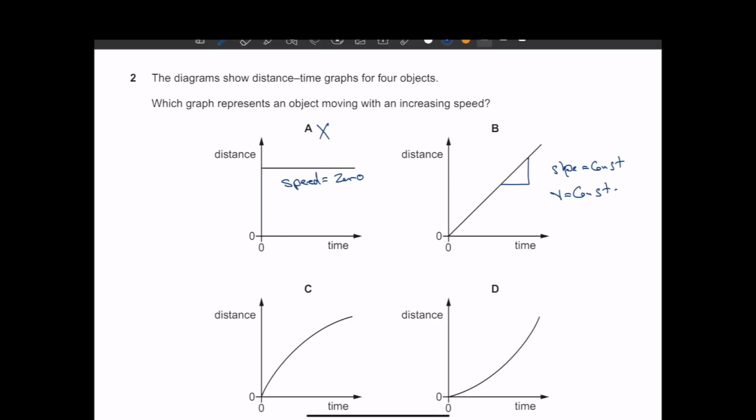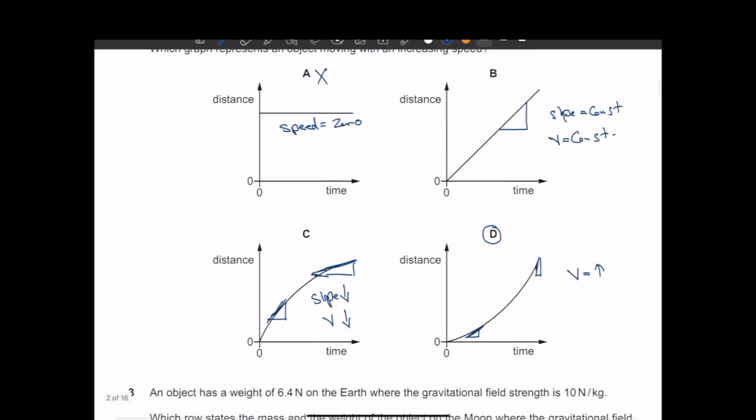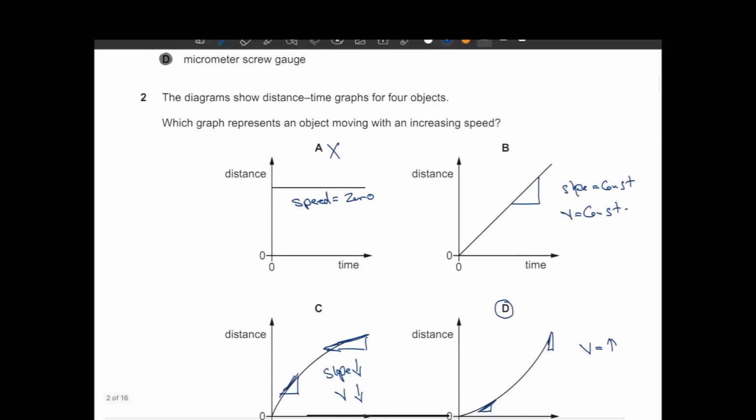It's not increasing. For C, in the beginning, the slope has a value, but in the end, the slope has a smaller value. So it means the slope is getting lower. It means the velocity is decreasing because the slope represents the velocity when it comes to a distance-time graph. But in the last graph, which is D, this is the right answer. I'm going to highlight it because initially we have a slope, and finally, we have another bigger slope, change in y divided by change in x. So the slope is increasing, which means the velocity is increasing, and this is what they ask about. So the right answer here is D.